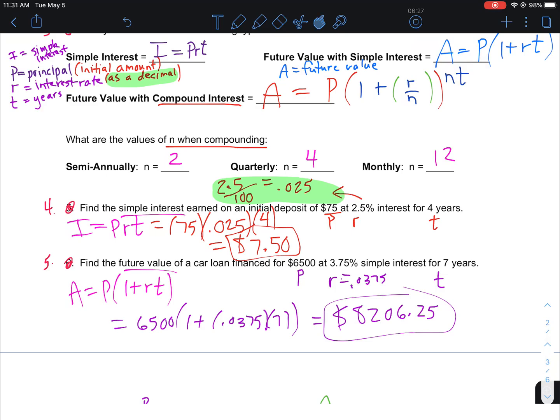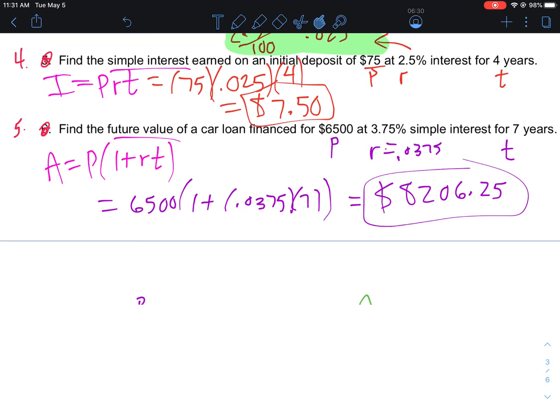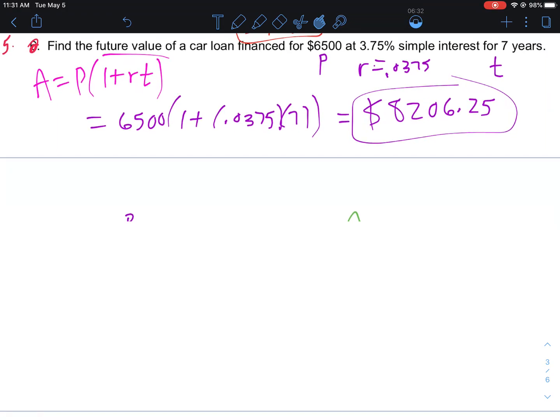Interest is always some smaller amount added on. Now, the next one says find the future value of a car loan. So this isn't just saying what's the interest, this is saying what's the overall amount. So if you are financing a car at $6,500 and you're agreeing to pay it off for 7 years, what you're actually spending, and that's what future value tells you, is $8,206.25. So future value tells you what you owe, which is definitely $6,500, and it adds on the interest for you, so you can see the overall amount with the interest calculated in as well.